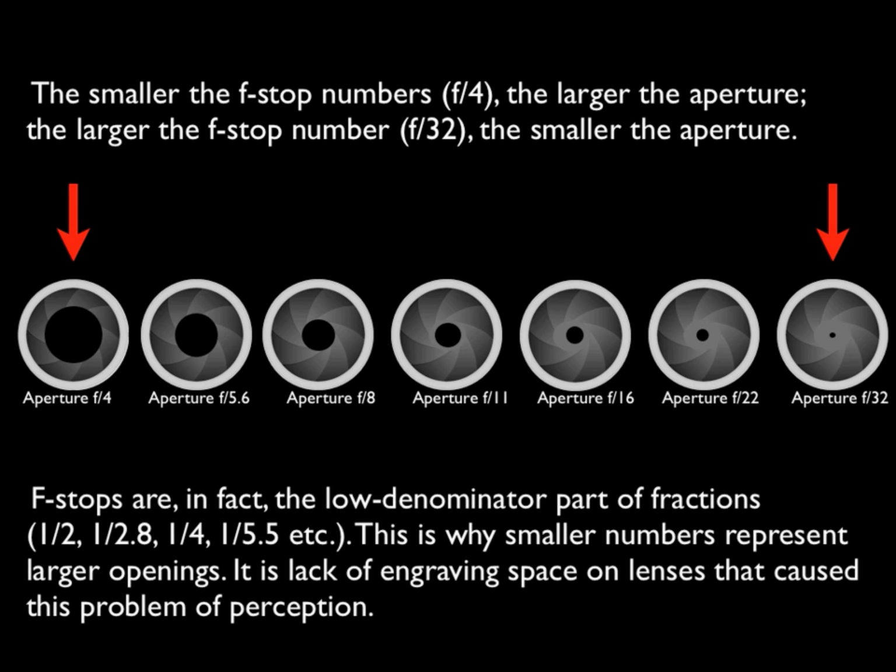F-stops are in fact the low denominator part of fractions. This is why smaller numbers represent larger openings. It is a lack of engraving space on lenses that causes this problem of perception.